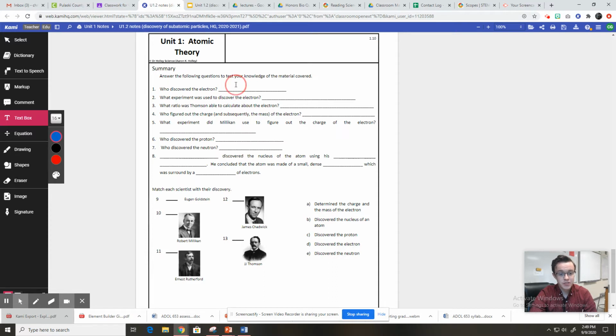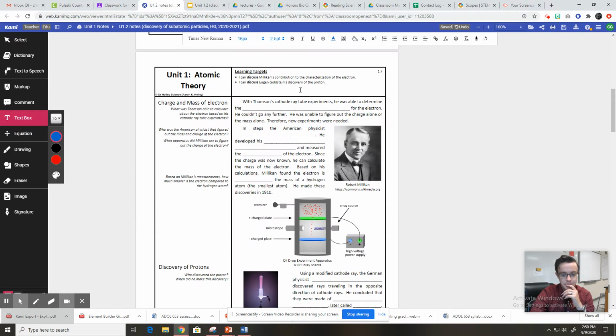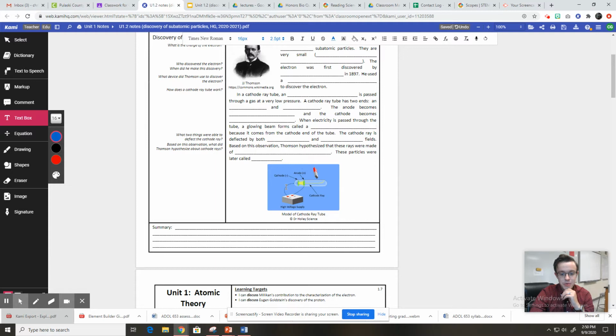So who discovered the electron? Well, the first guy you read about up there, the first subatomic particle ever discovered was the electron, and it was discovered by a guy named J.J. Thomson. Okay? And he used a pretty neat experiment called a cathode ray tube to discover the electron. And what this was is it was a tube. I believe there's a picture of it. Yeah, here we go. It's a tube.